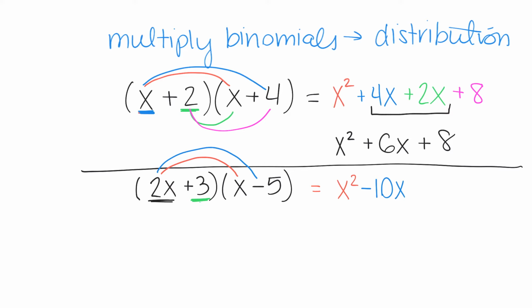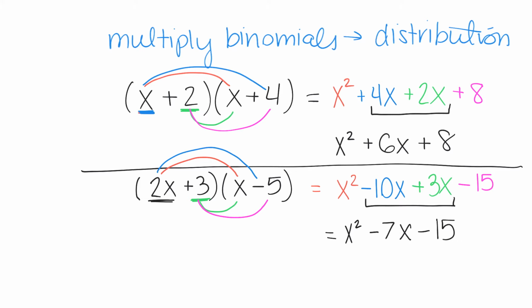Now I'm going to move to the 3. 3 times x is 3x. And 3 times negative 5 is negative 15. Combine your like terms. Right here, you've got the x's. So 2x squared, negative 10x plus 3x is negative 7x, minus 15. And that's your answer.